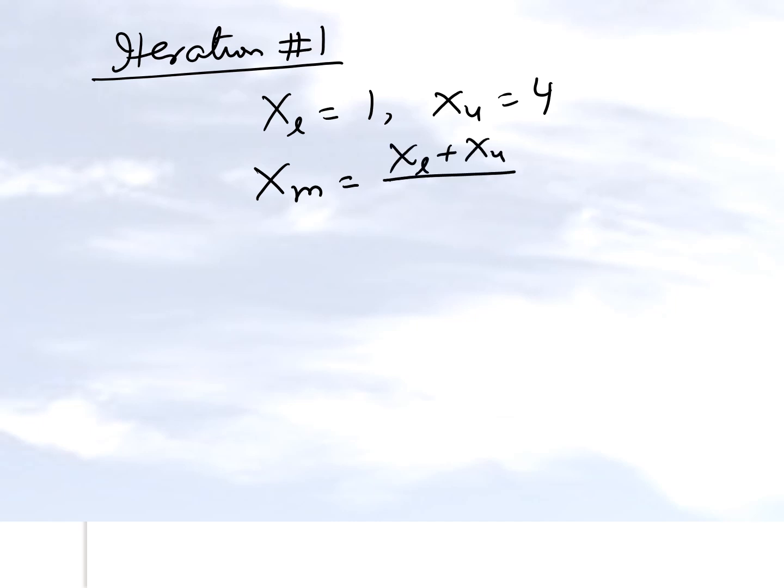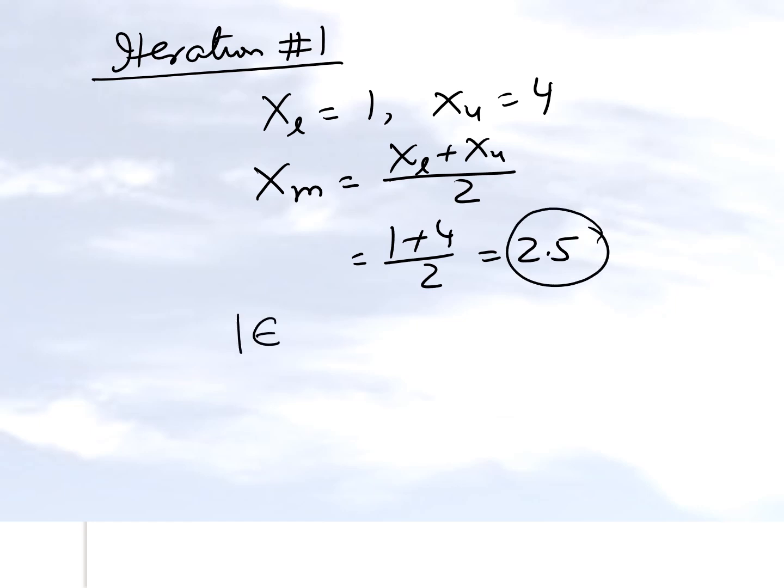We have our lower limit equal to 1 and upper limit equal to 4. So the midpoint between the lower and upper limit will be xl plus xu divided by 2, which is 1 plus 4 divided by 2, and that's 2.5. So that's the first estimate of our root.